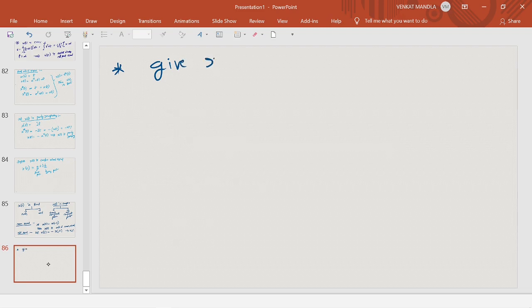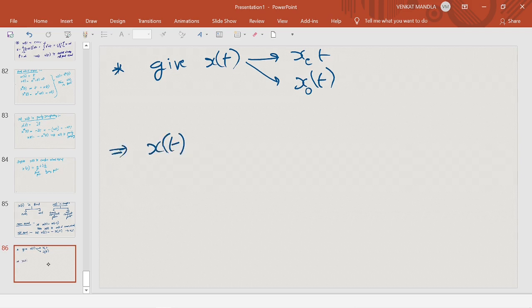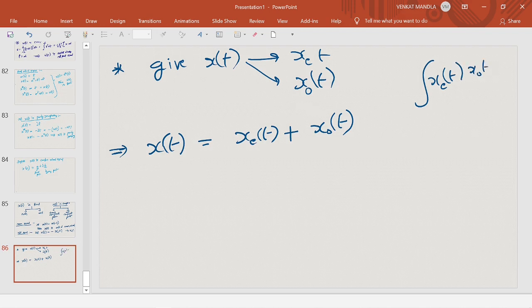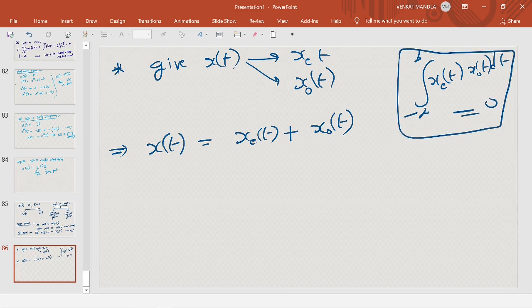Given x of t, how to find out its even part and its odd part? Any given signal x of t can be written as the sum of its even part and its odd part, because its even part and odd part are always orthogonal to each other. If you multiply xe of t and xo of t and integrate dt from minus infinity to plus infinity, you will always get zero, because the even part and odd part are orthogonal signals. Then you can write x of t as the sum of these orthogonal signals, xe of t plus xo of t.